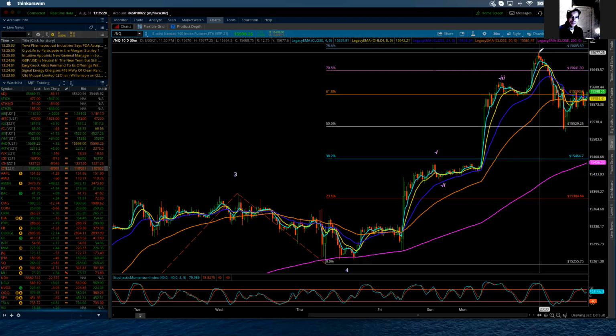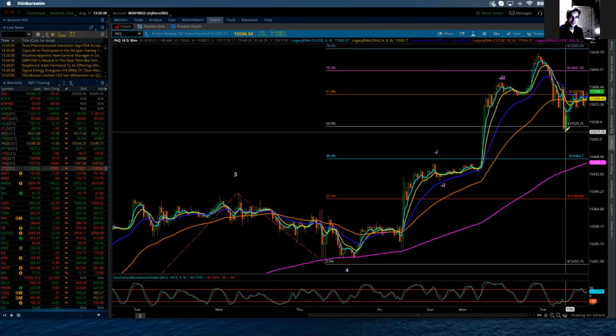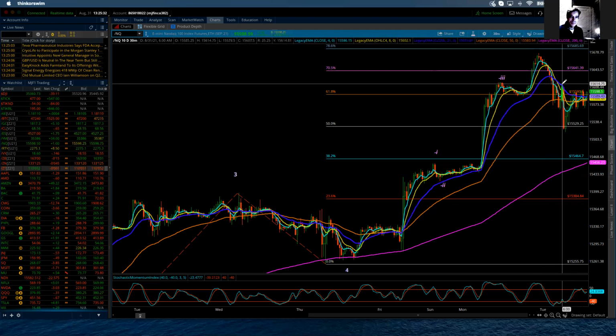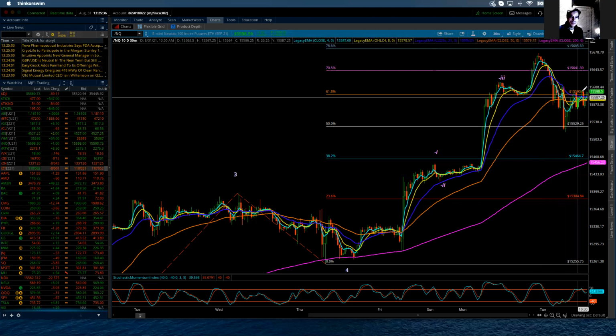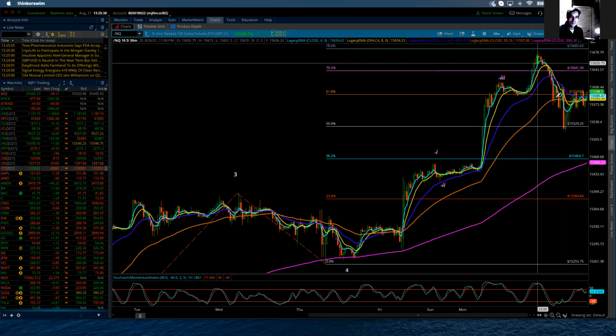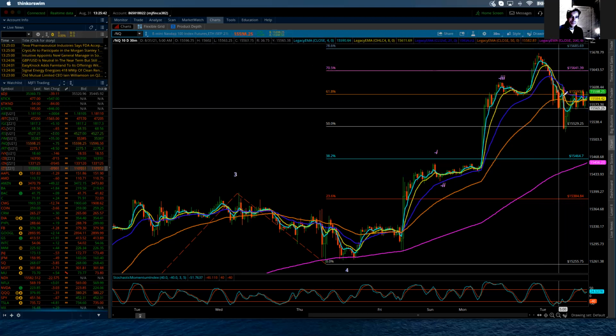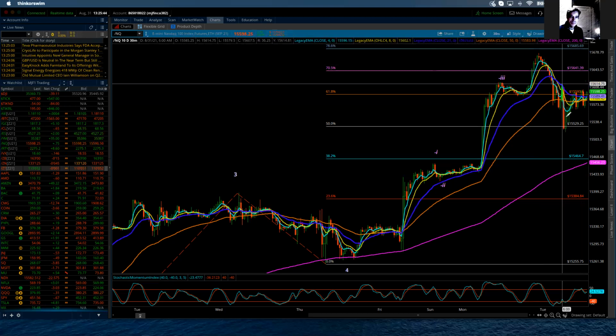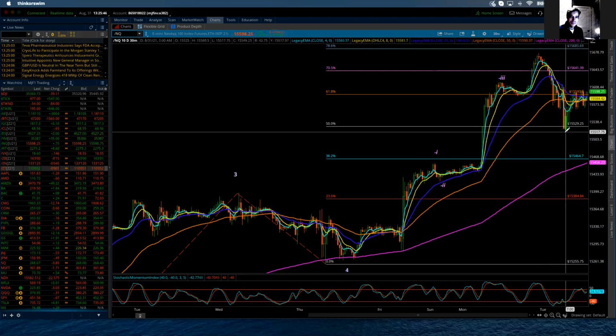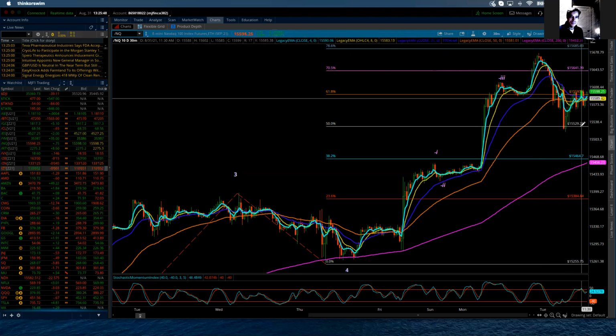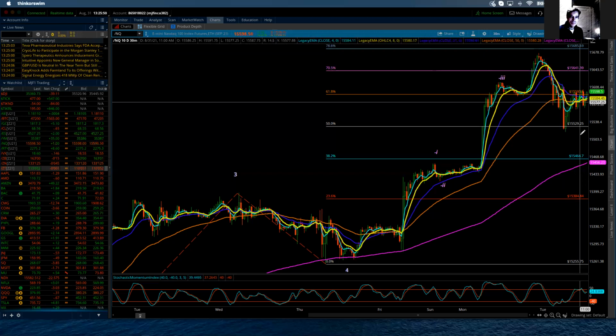So for tomorrow, if the market holds below 15,615 and begins to turn lower, I'm going to be counting this as a one, a two, and a one of this first wave down, two of the first wave down, and then the beginning of a third wave. And the continuation would be a three of three. That's why it should accelerate lower.